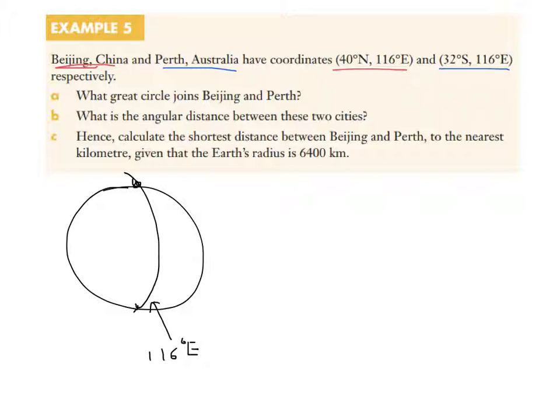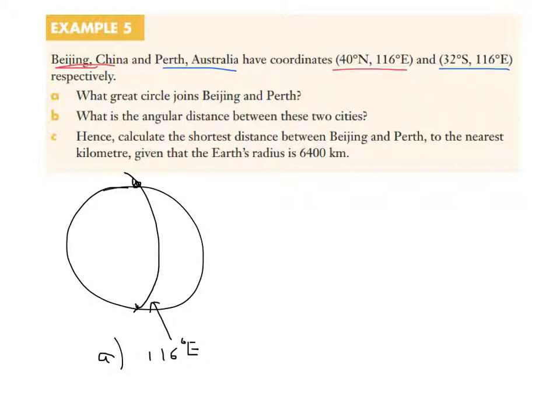Okay, so any meridian is a great circle. Remember, a meridian is in Latin, I'm pretty sure it means midday, meaning that all places that share the same meridian have the same midday. Okay, so what great circle joins Beijing and Perth? The answer is the meridian, otherwise known as the longitude, 116 degrees east.